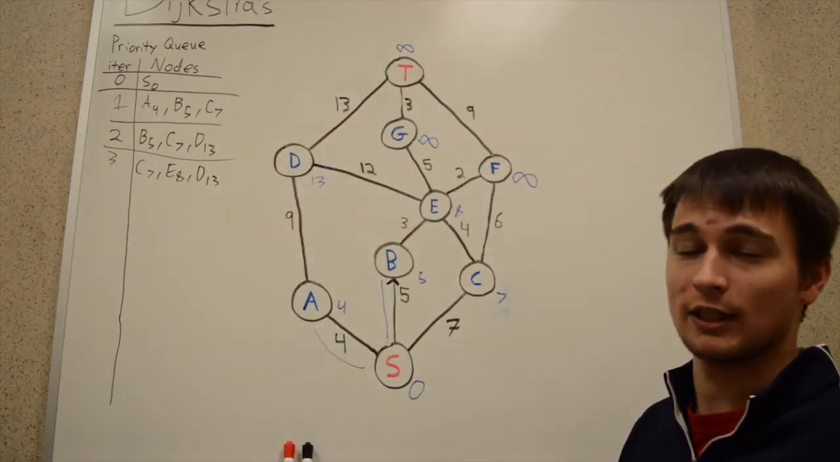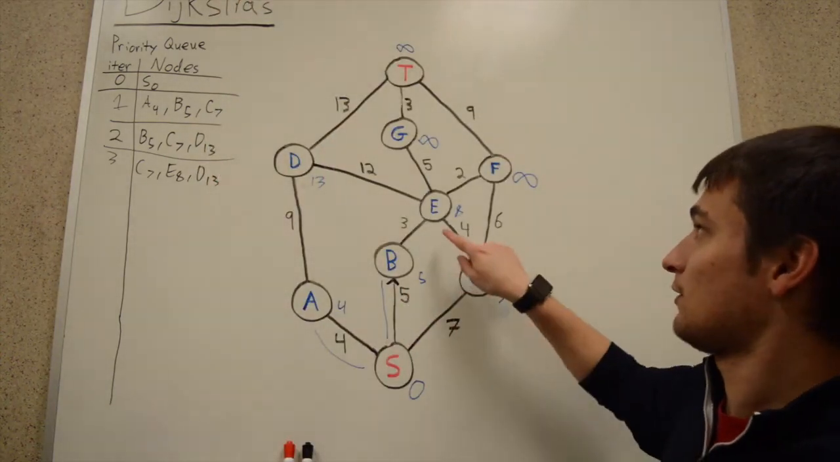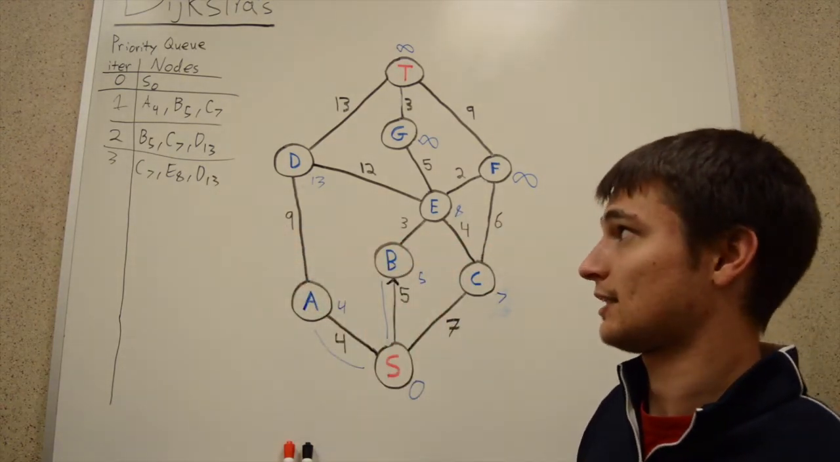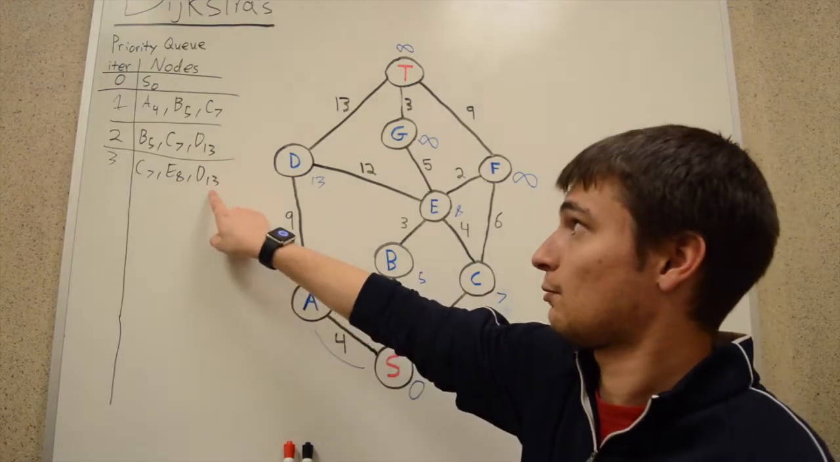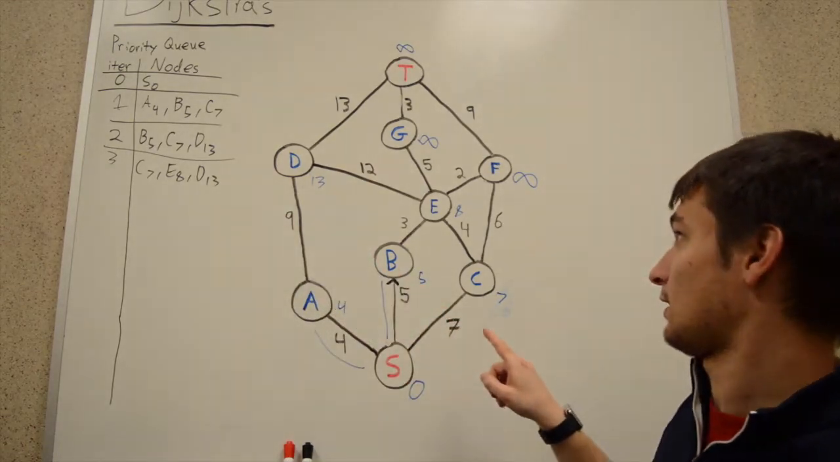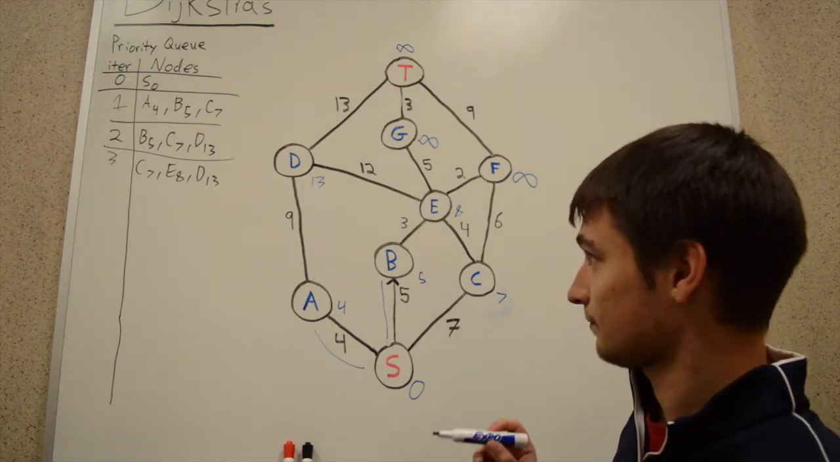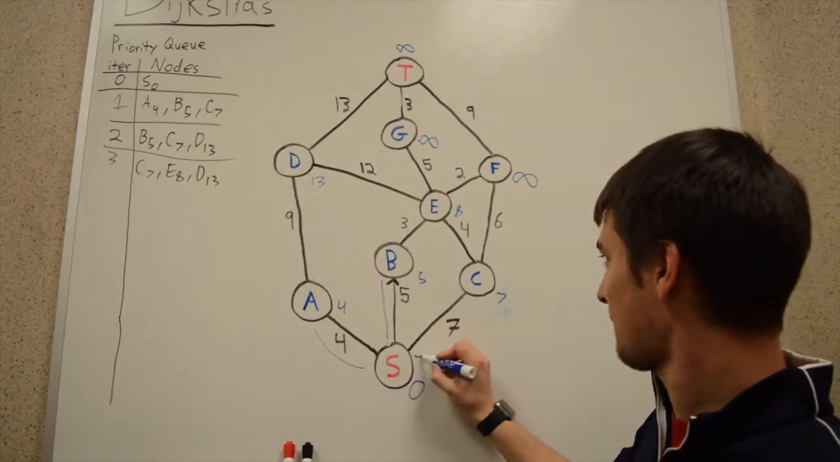Now it's important to note that because this is a priority queue, even though we just added this E of 8, since we're sorting by distance and shortest distance, it will go before the D of 13 that we added earlier. So now we'll go to C.